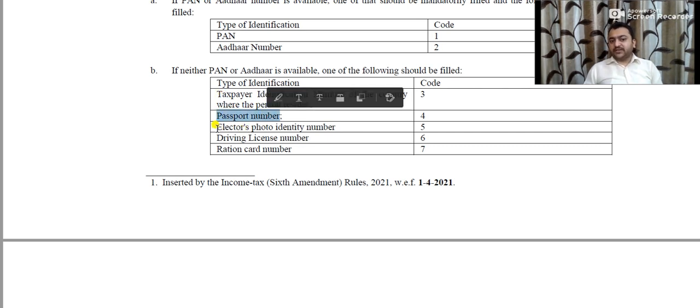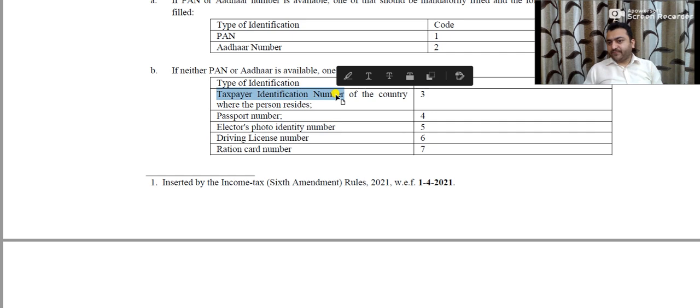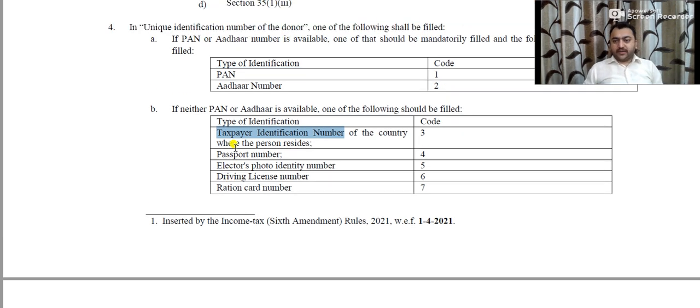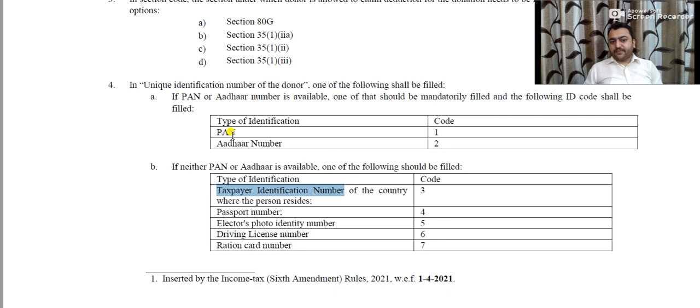Passport number can also be considered. Election photo ID can be considered. Driving license, ration card. All these are considered for resident as well as non-resident. However, for non-resident, the taxpayer identification number is the unique thing. Otherwise, the rest of the options, passport, election ID, driving license, ration card, are for resident as well as non-resident donors. But preferably you go with PAN and Aadhaar.